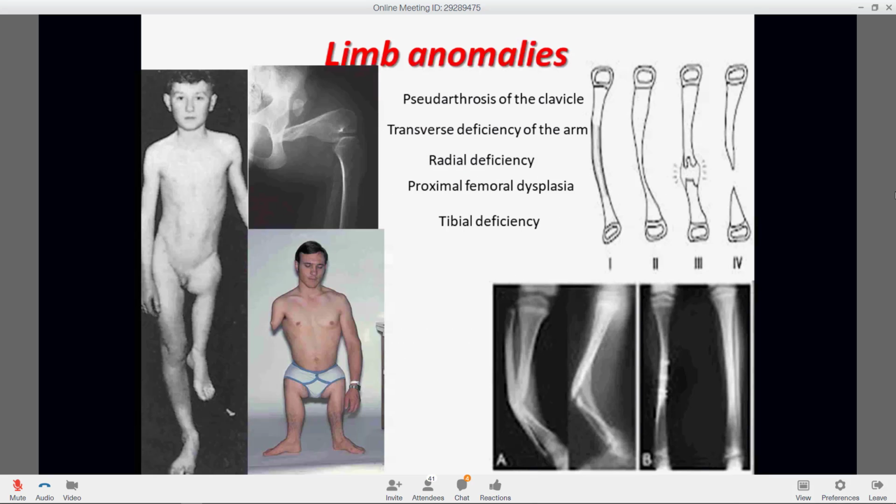Limb anomalies: pseudoarthrosis of the clavicle, transverse deficiency of the arm, radial deficiency where there is absence of the radial bone, proximal femoral dysplasia, where the proximal part of the femur is underdeveloped and shows marked shortening, and tibial deficiency, when there is a possibility of congenital pseudoarthrosis of the tibia, which is sometimes difficult to heal and needs frequent surgery and bone grafting.